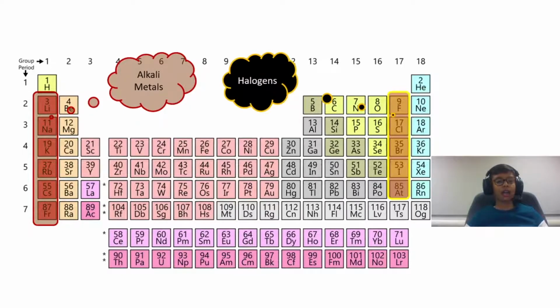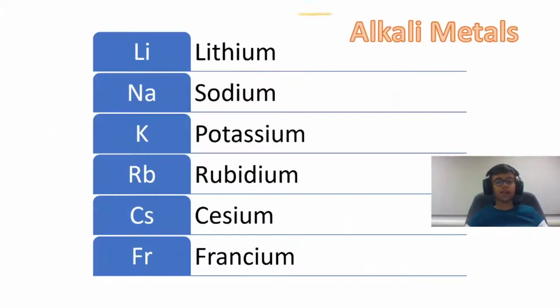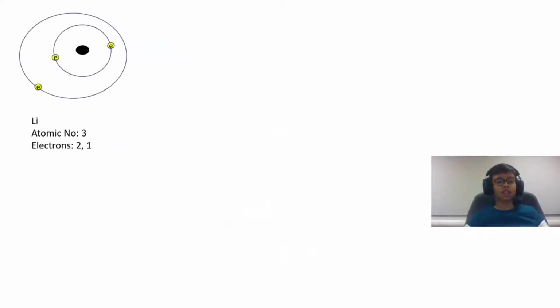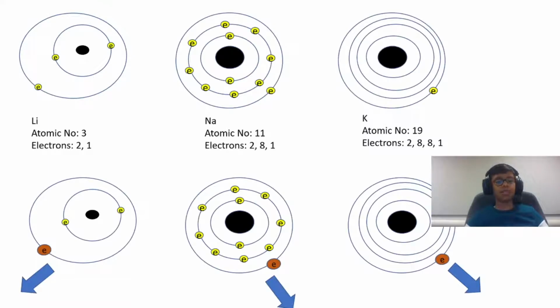First, we're going to look at alkali metals. They're the arms of the periodic table, starting with lithium, then sodium, potassium, rubidium, cesium, and ending with francium. Now, to see what's interesting about the alkali metals, we have to look at the atomic structures. If you see the atomic structures of lithium, sodium, and potassium, you can see something common about them is that they have one electron in the outermost shell.